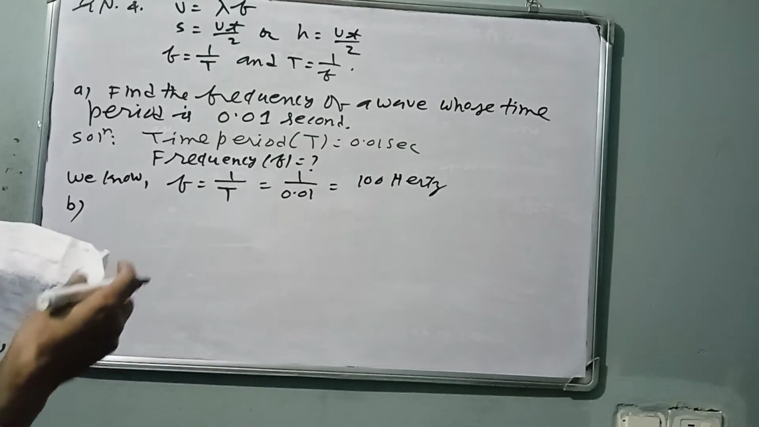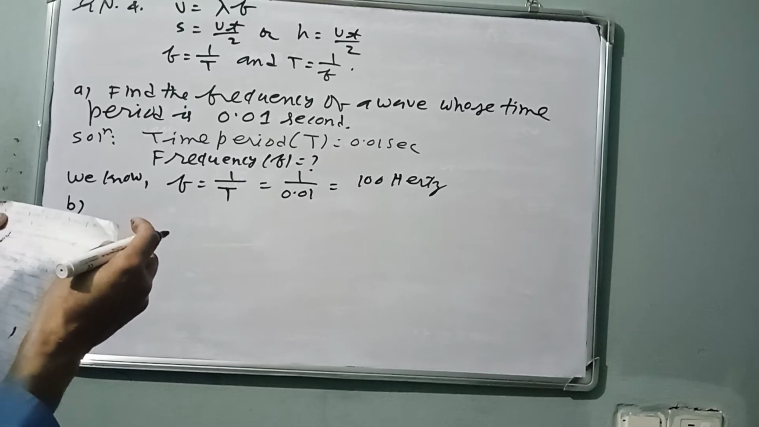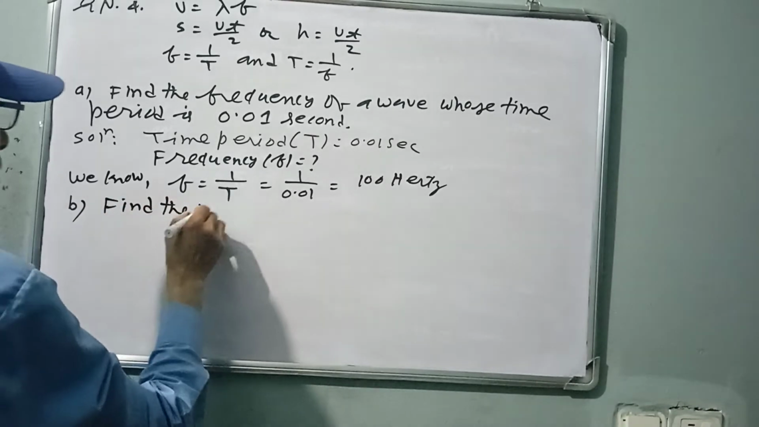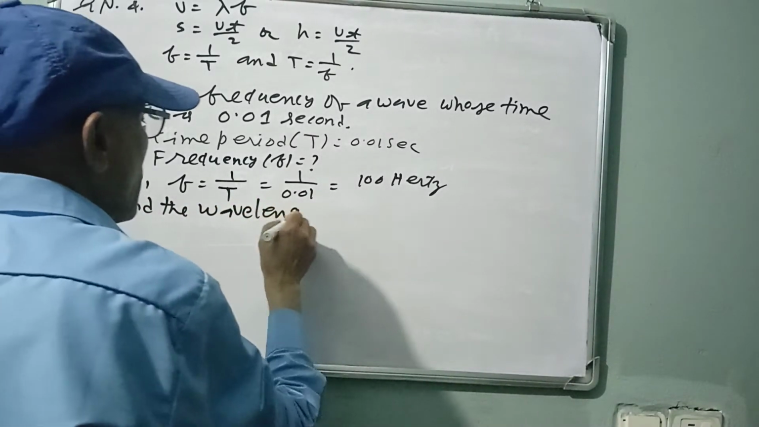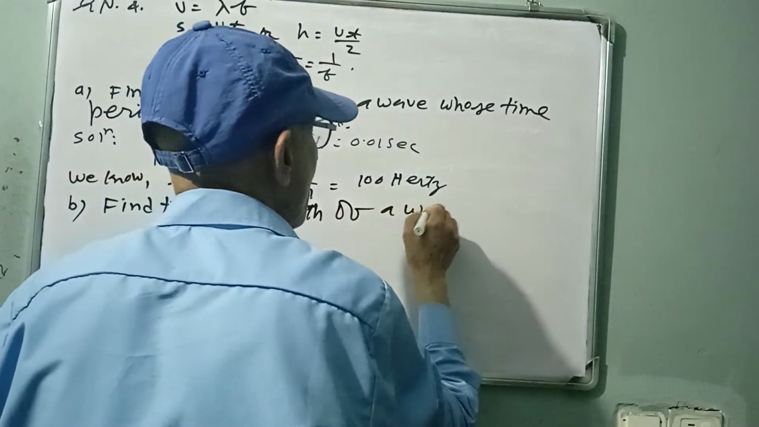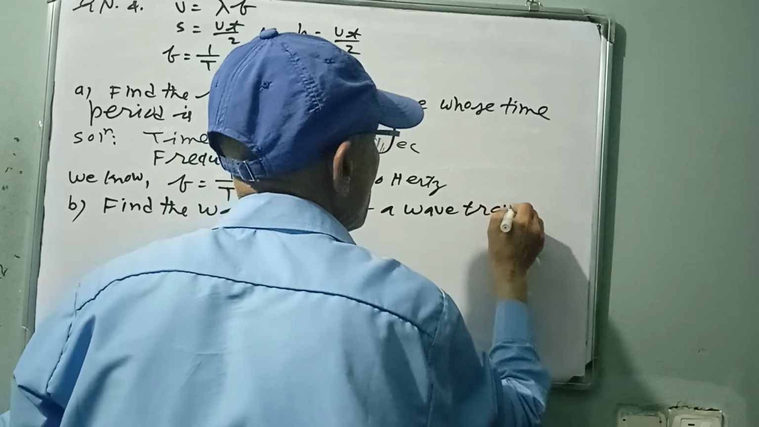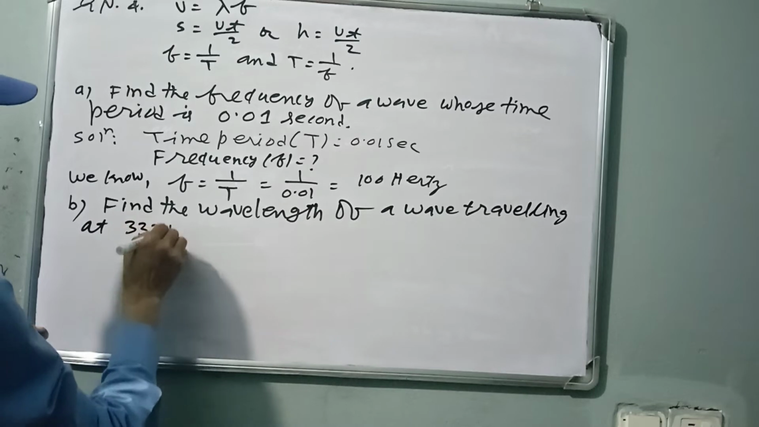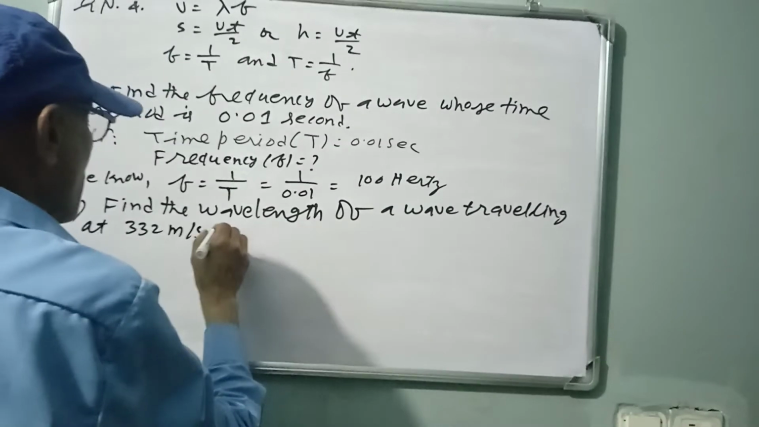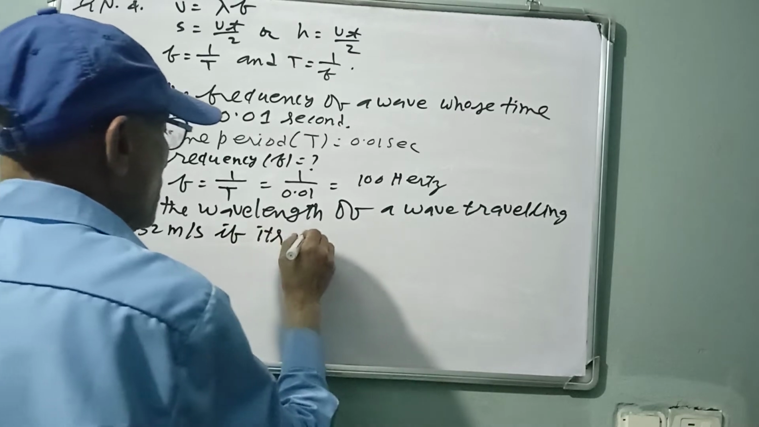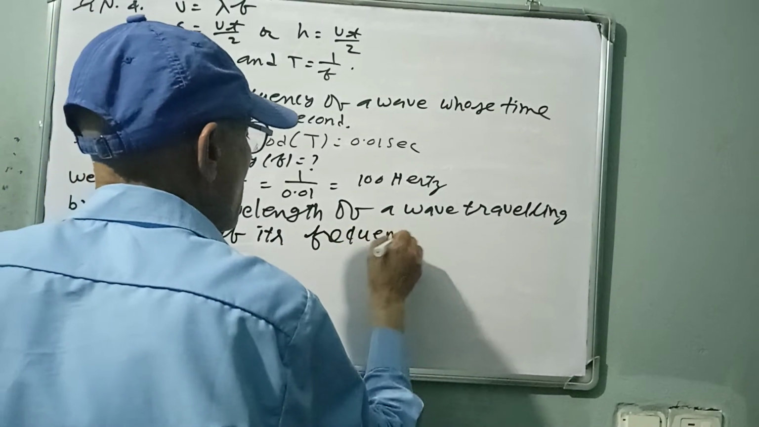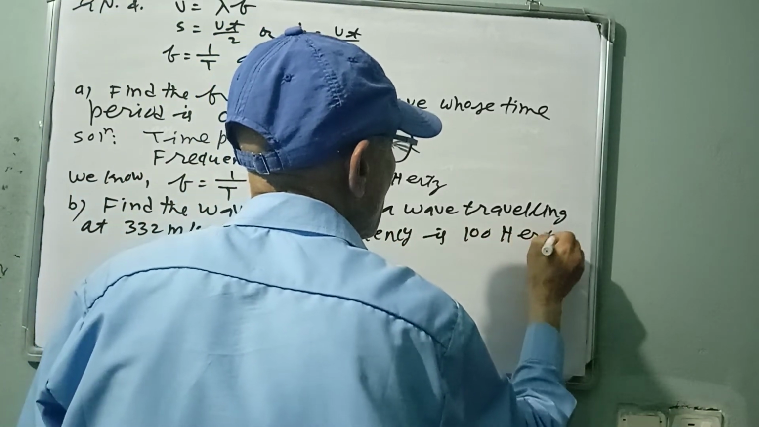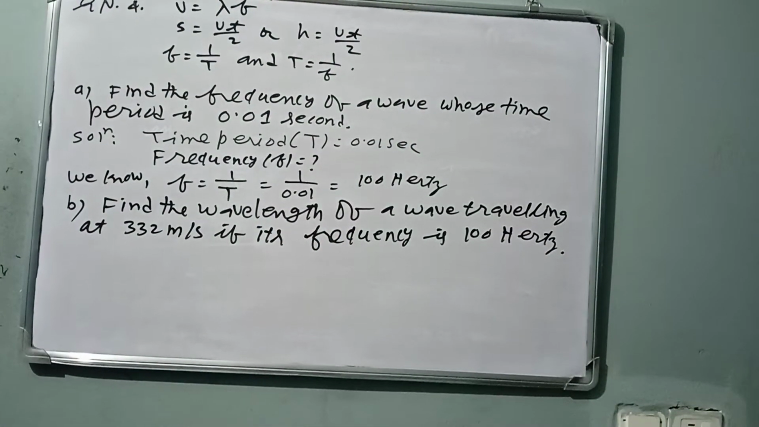Question B. I just write down, see, velocity given, frequency given. Find the wavelength of a wave traveling at 332 meters per second if its frequency is 100 Hz. Frequency is 100 Hz.